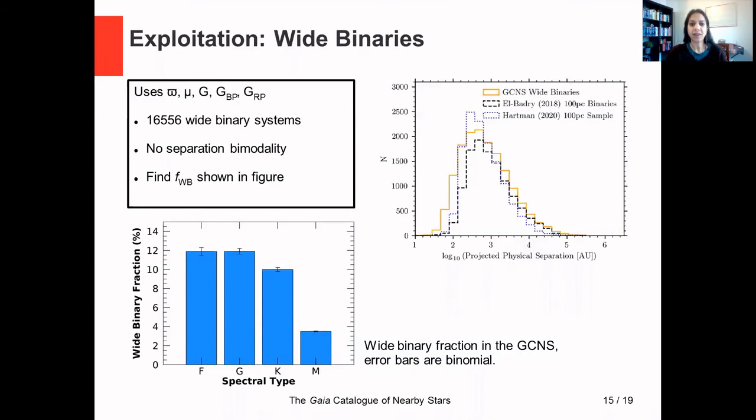Instead, in the figure at the bottom, we look at the wide binary fraction as a function of spectral type. As we can see, the F and G spectral types are rather constant, and this is also within the limits of recent results in the literature. The K spectral type shows a hint of a slight decline, and the M spectral types instead show a sharp decline.